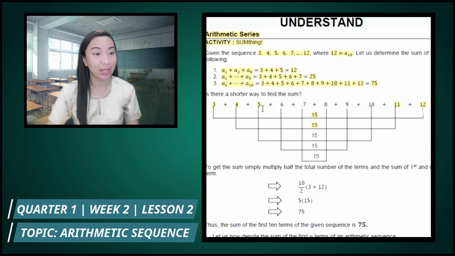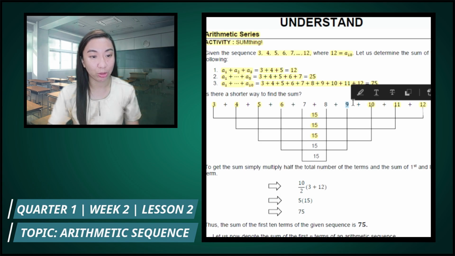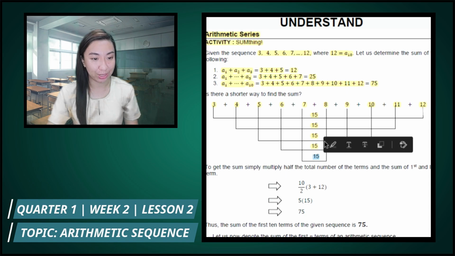Next, the third term is being paired to the third to the last term. We get the sum of the two: 5 plus 10 is still equal to 15. Next, the fourth term is being paired to the fourth to the last term, which is 9. So 6 plus 9 is equal to 15. And then 7, or the fifth term, is being paired to the fifth to the last term, and its sum is equal to 15.